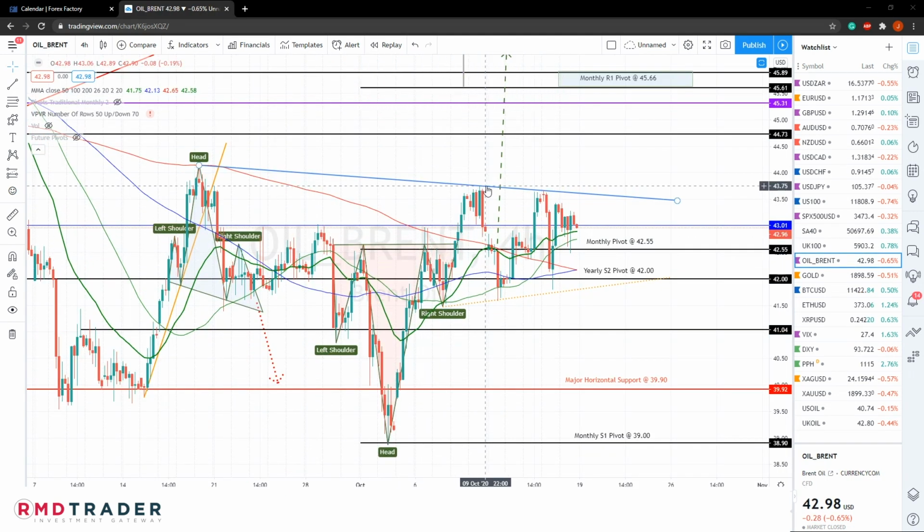We are moving on to Brent crude oil. As expected, last week we saw a retest of the monthly pivot at 42.55 almost immediately after the market opened. We then saw price proceeding to consolidate and whipsaw around our monthly pivot, creating and also respecting these diagonal boundaries which it has now created.